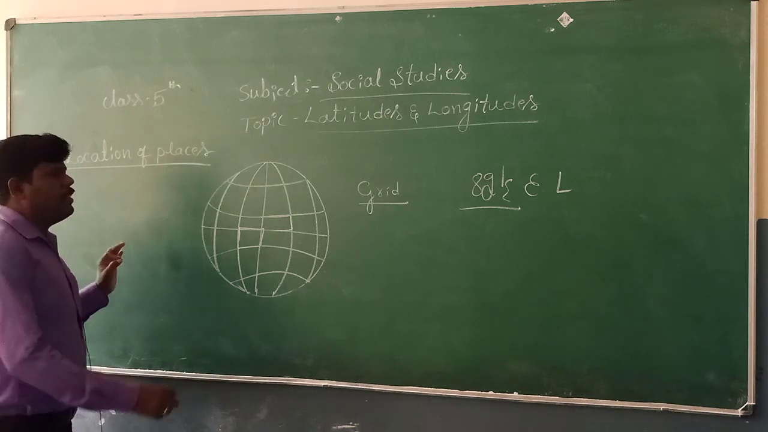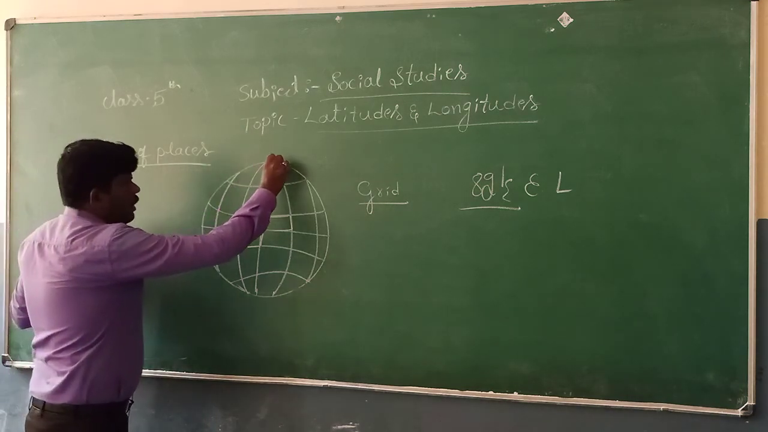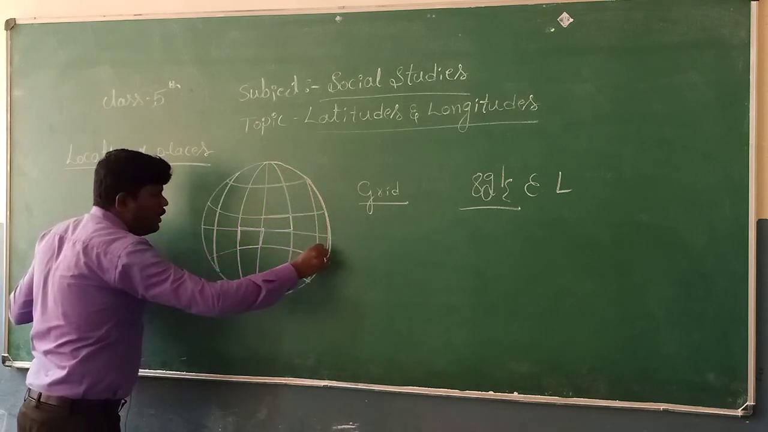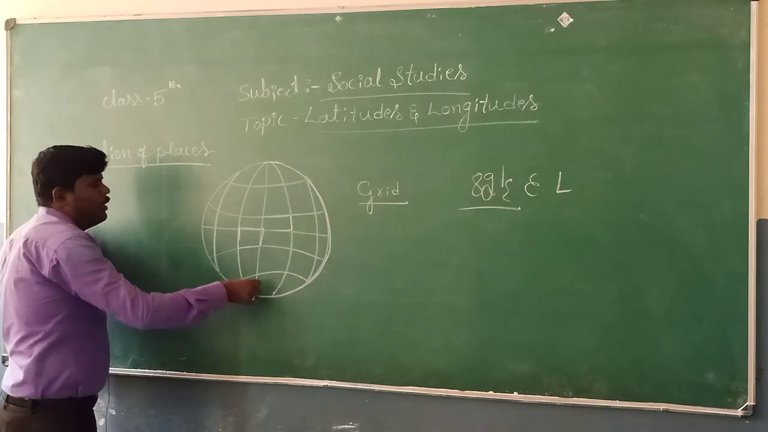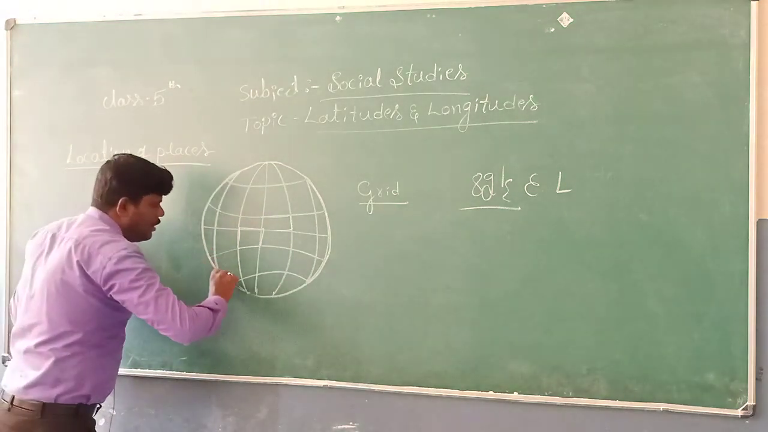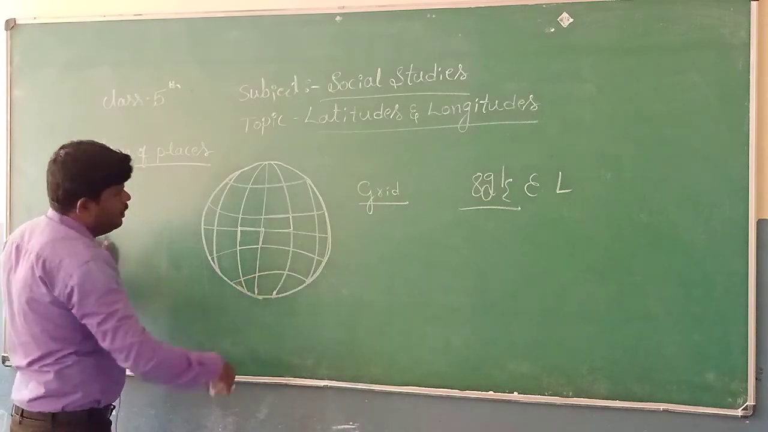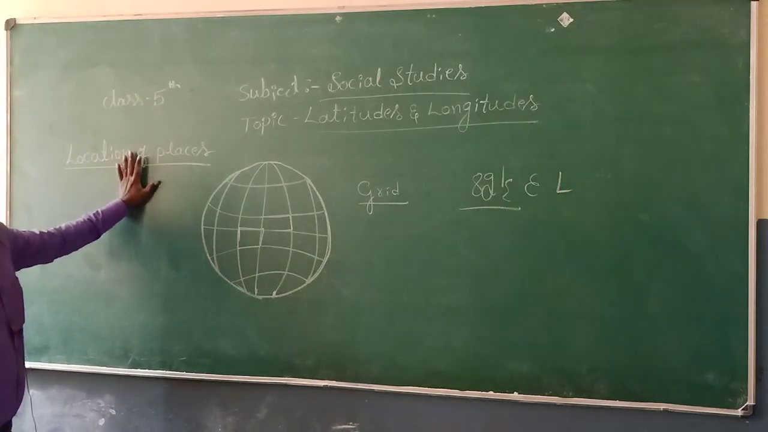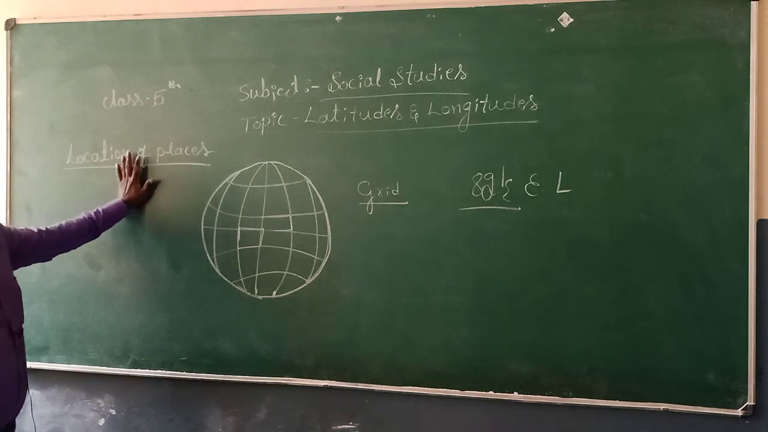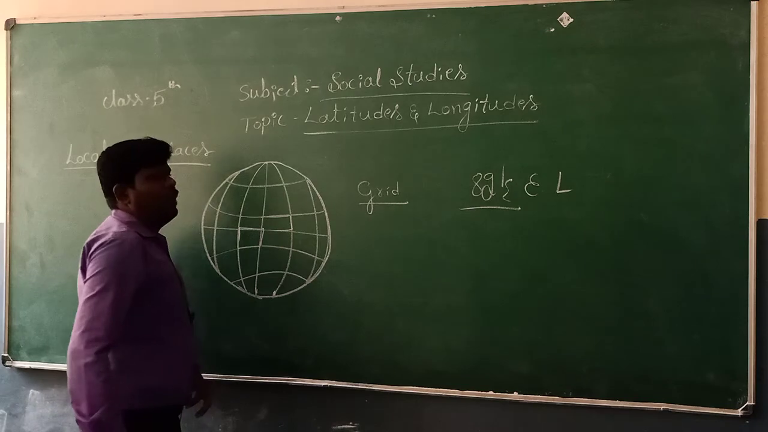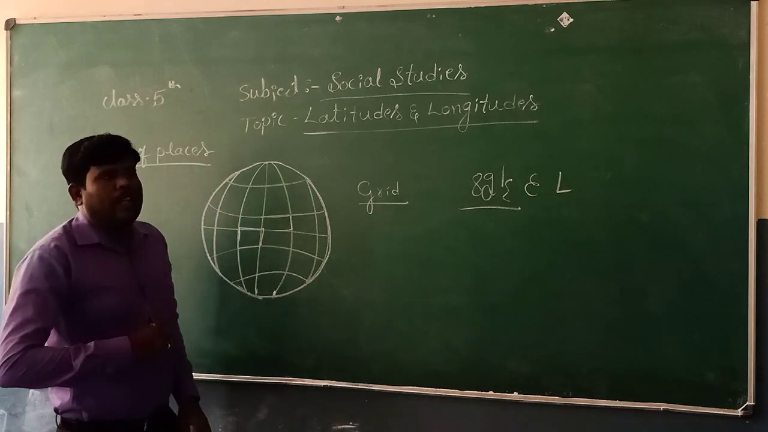So grid system: the latitudes and longitudes intersecting each other at right angles are known as the grid system. This is very necessary to locate the place. Okay, right, children, this is the lesson of latitude and longitude.